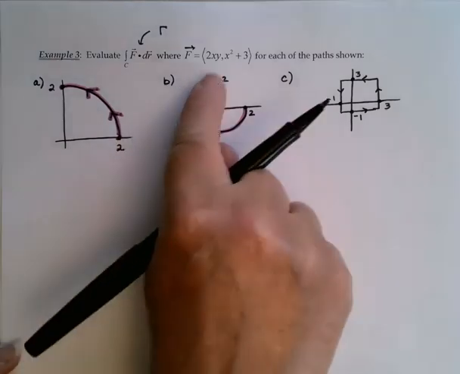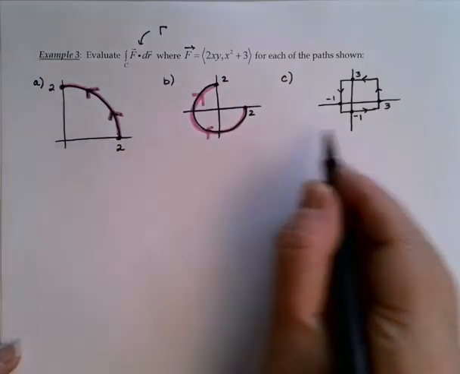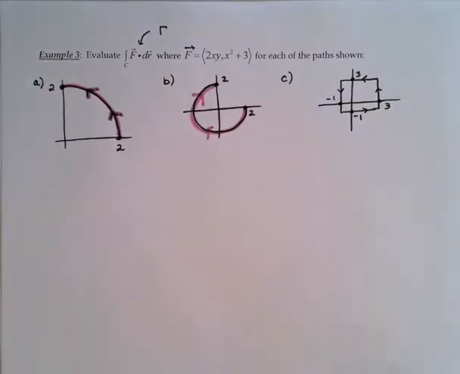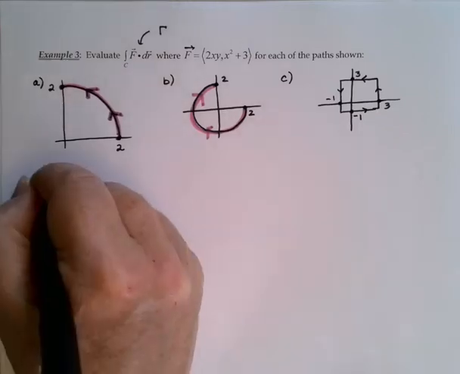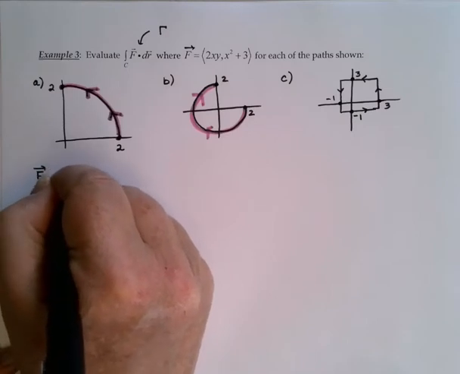Since I'm using the same vector field for multiple paths, it would make sense that this is going to go a lot faster if, instead of parameterizing each path separately, I could discover that this was perhaps conservative, and then I could just use the FTC. If it's not conservative, I will have to parameterize, but here's hoping. So let's start by saying, is F conservative?